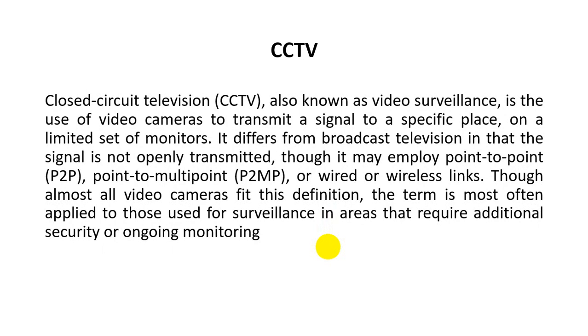For that purpose, we use video cameras to transmit a signal to a specific place on a limited set of monitors. It differs from broadcast television in that the signal is not openly transmitted, though it may employ point to point or point to multipoint. In short, we will say P2P or P2MP, or sometimes wired or wireless links also.